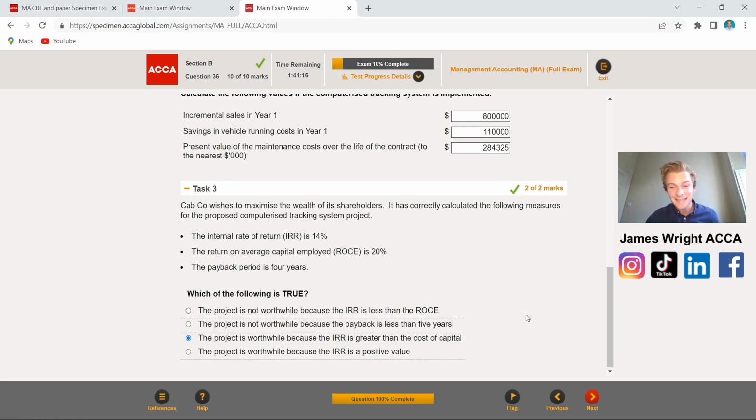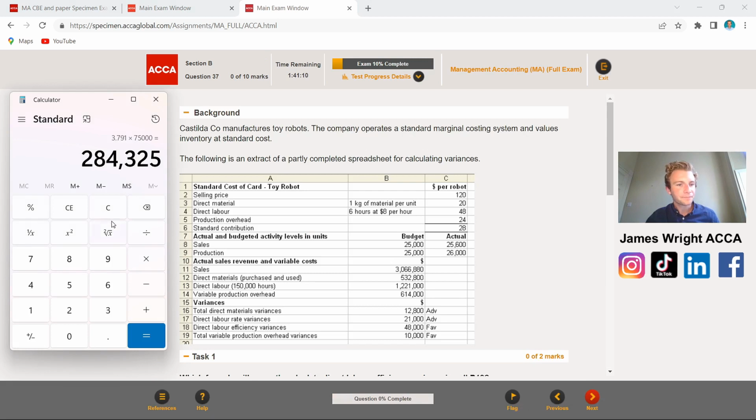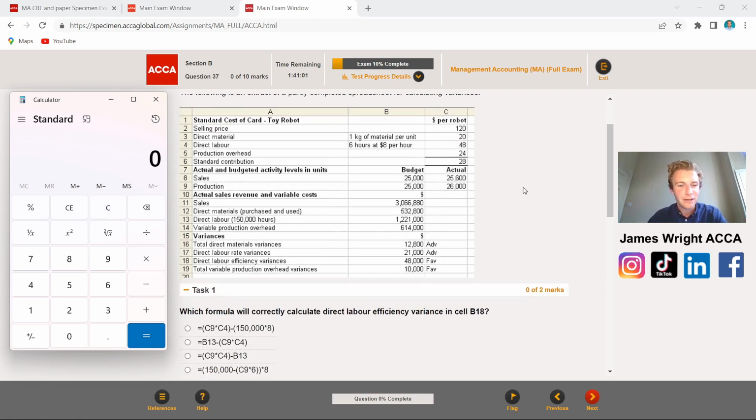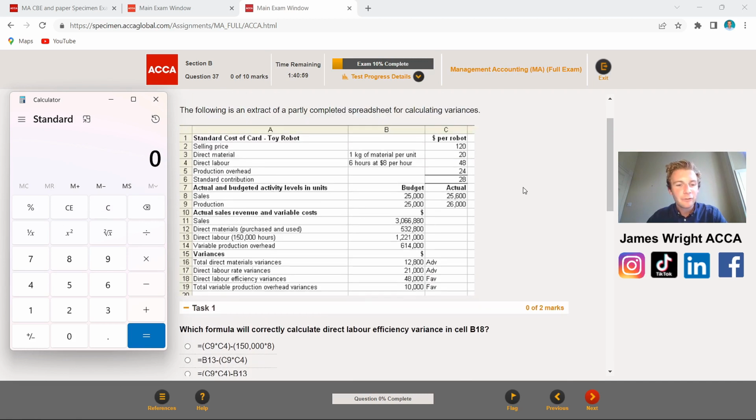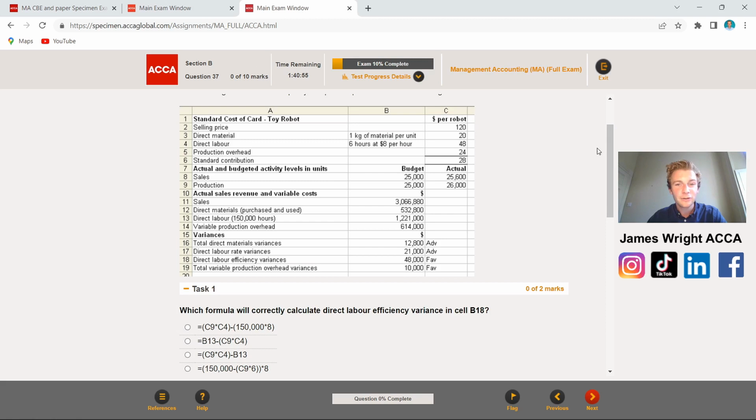Question 36. We need to reset this and pull up the calculator for you, so we just cancel that. Now we've got the toy robot question, which again, if you haven't already, pause the video and go through it, whatever works best for you. We're asked about this formula. It's a classic sort of question.